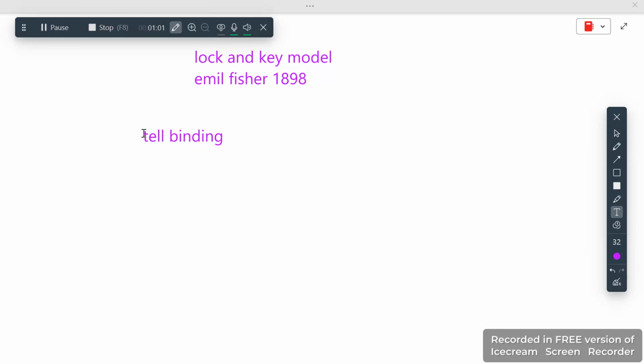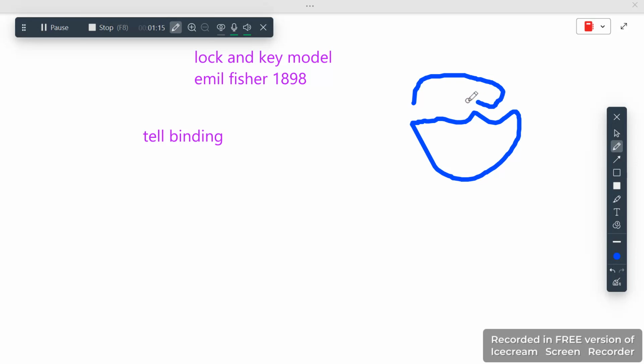So what does the lock and key model specifically say? If I draw this as the enzyme, here we have the substrate. This means for every specific lock we need to have a particular key. If we have one lock and a thousand keys, will all of these attach to it? Of course not. So here this is the enzyme, and this would be the substrate.